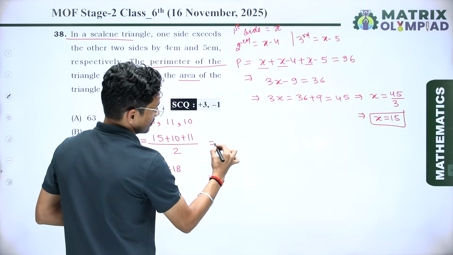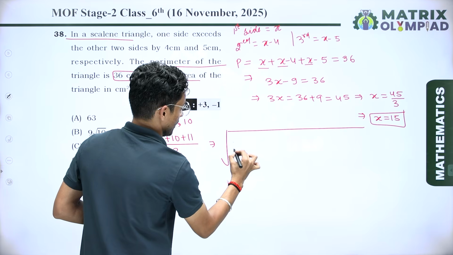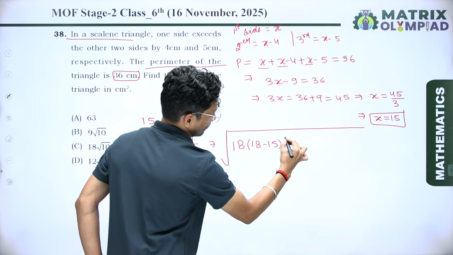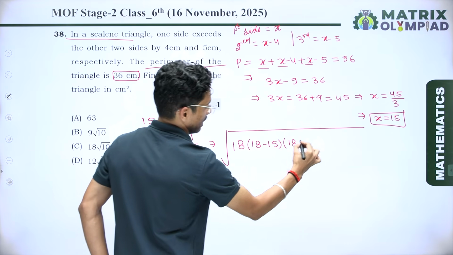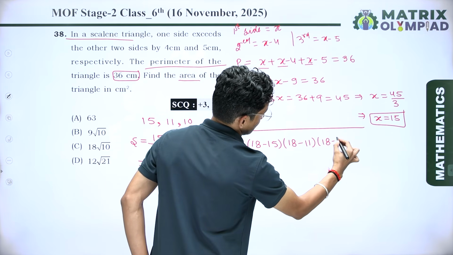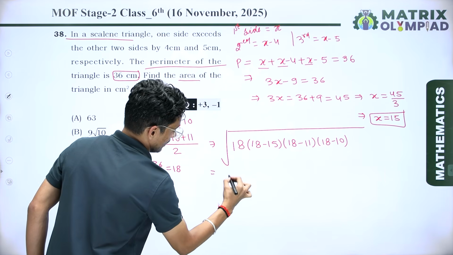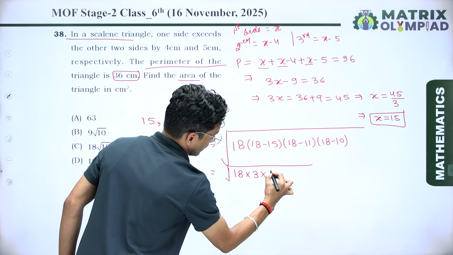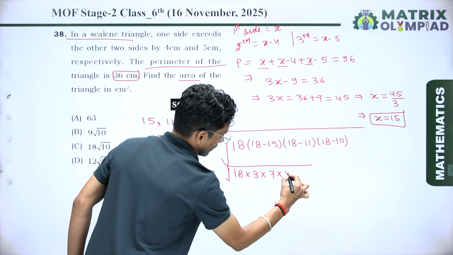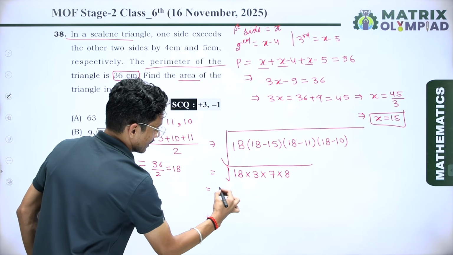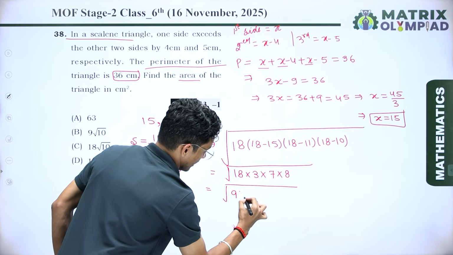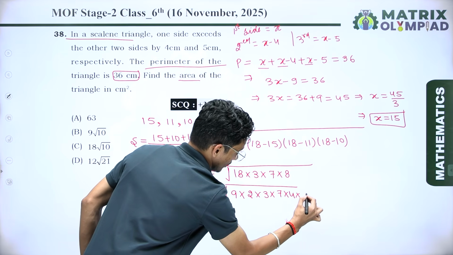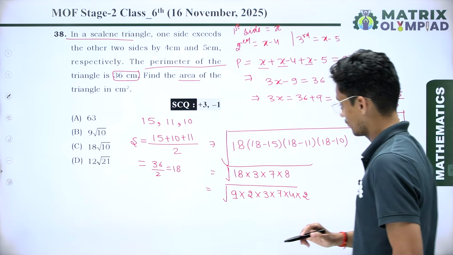So we can use the formula, that is under root of S bracket S minus A. It means 18 minus 15, 18 minus 11 and 18 minus 10. So I can write under root 18 multiply 3 multiply 7 multiply 8. Okay, so again I can write 9 multiply 2 multiply 3 multiply 7 multiply 4 multiply 2. So we know the root of 3, that is 3.